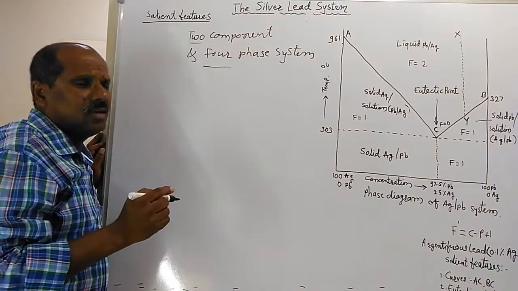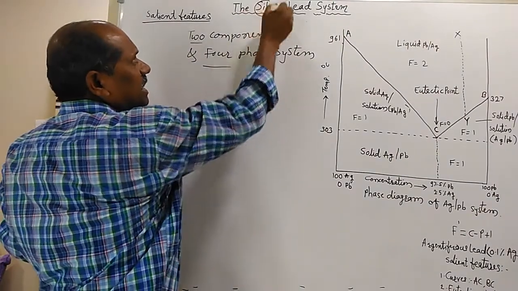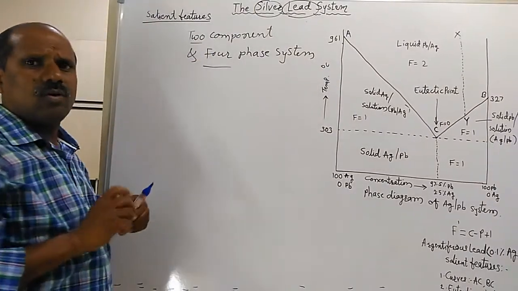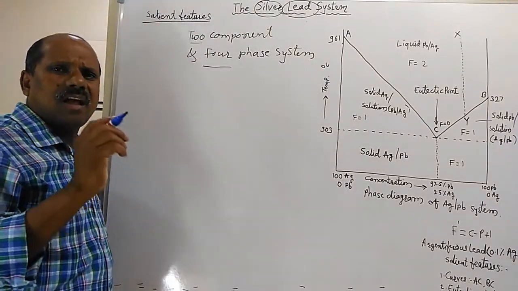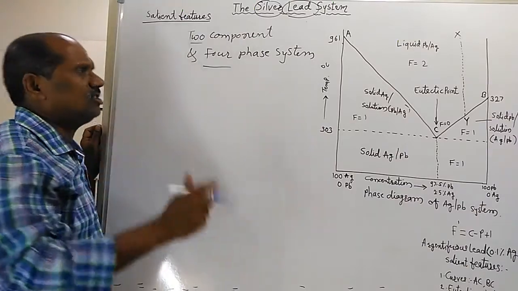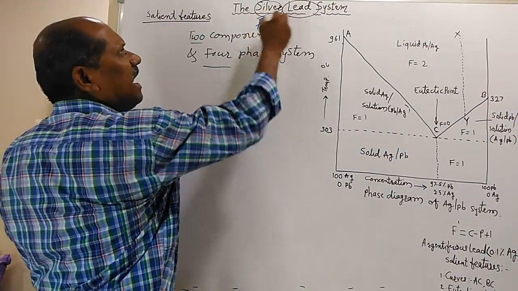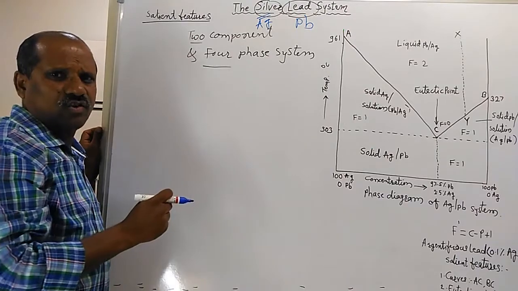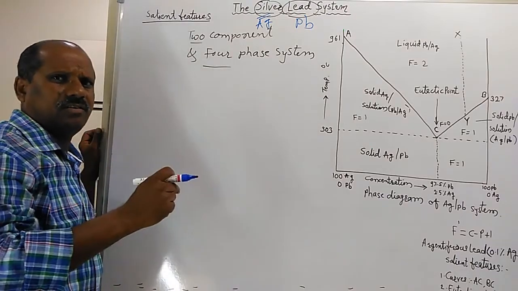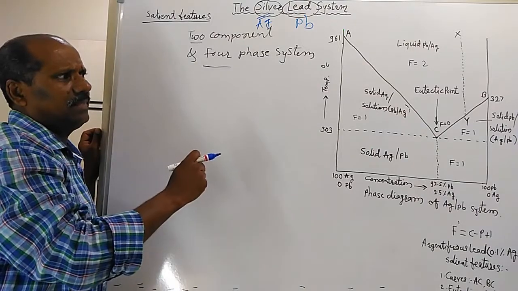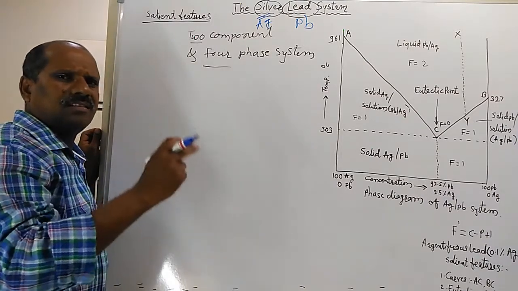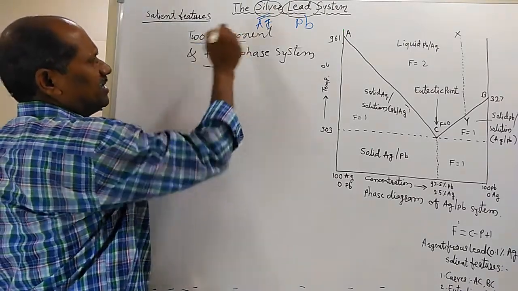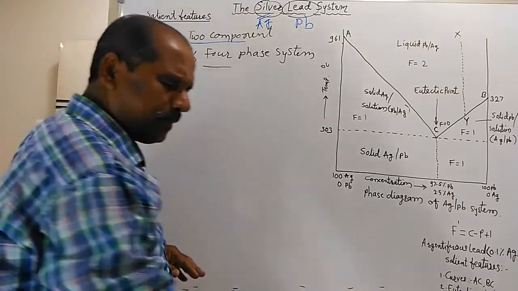Why is it so? The silver lead system is a system in which there are two chemical constituents or chemical entities, that are silver and lead, and these two chemical constituents are necessary to explain the system chemically, and hence it is called a two component system. It is called a four phase system.